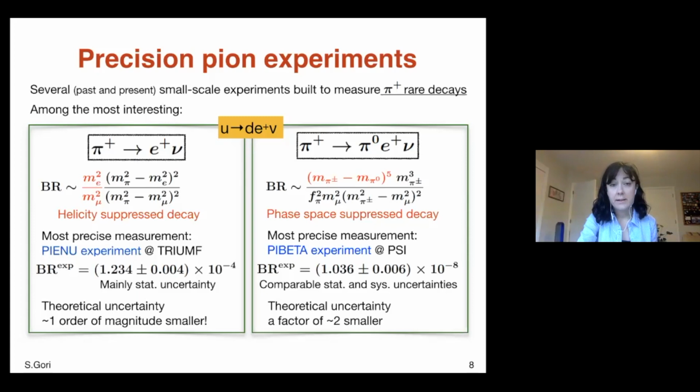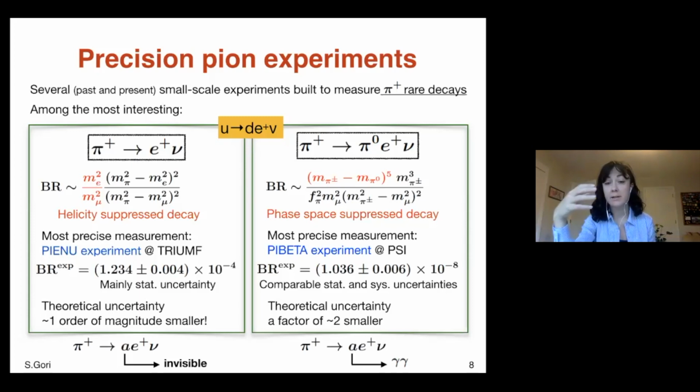And so in this context, an ALP can produce a very similar signature, because if you look at the pi plus decay to an ALP, positron and neutrino, if the ALP decays invisibly, then we are in the first category. So we'll have simply a positron and a neutrino to look for. If the ALP decays to 2 photons, then we are in the second category, mimicking the pi 0, positron and neutrino of the standard model. Okay, so these are the two signatures that we will look for to constrain ALP parameter space.